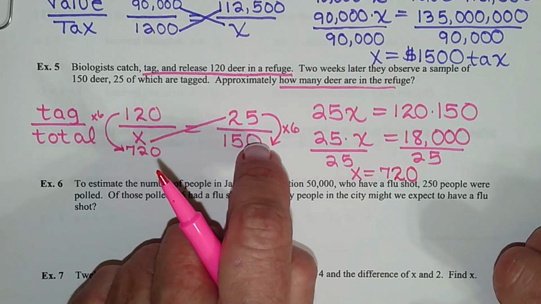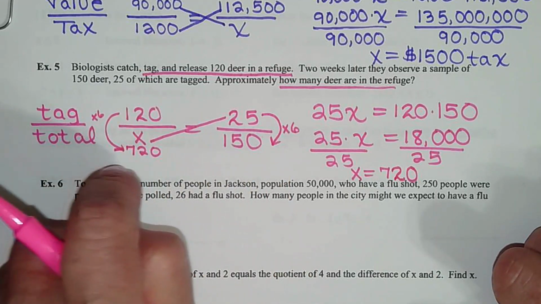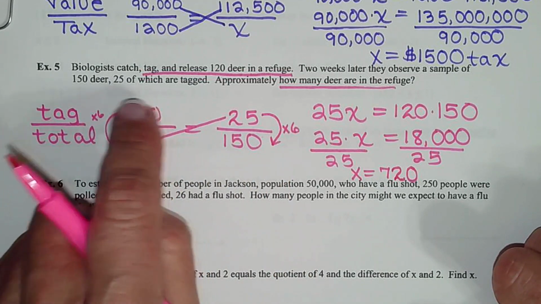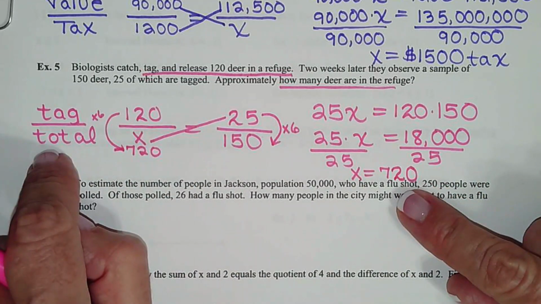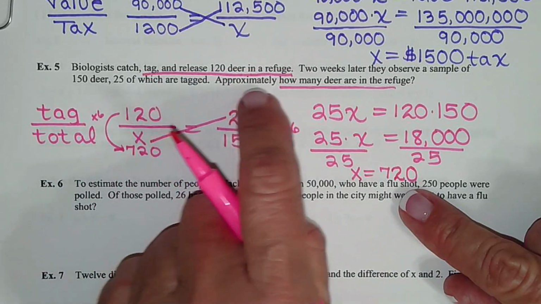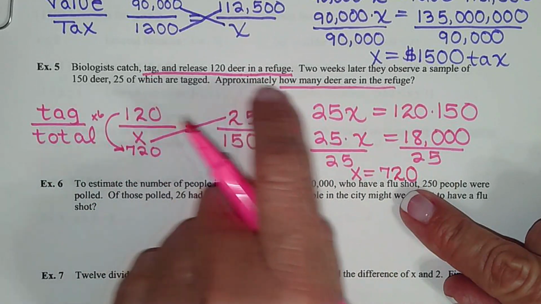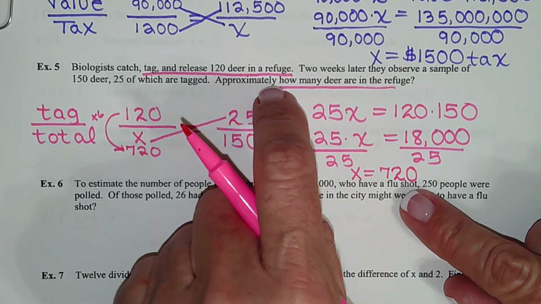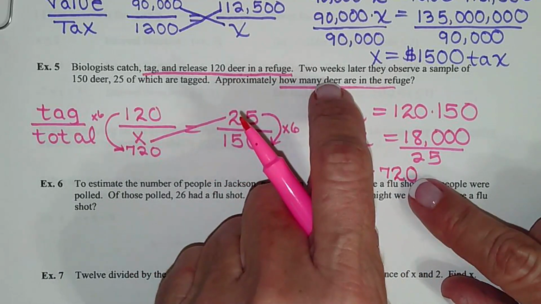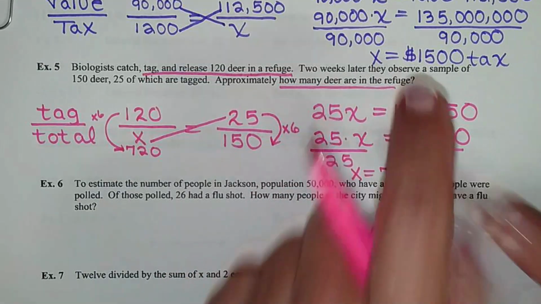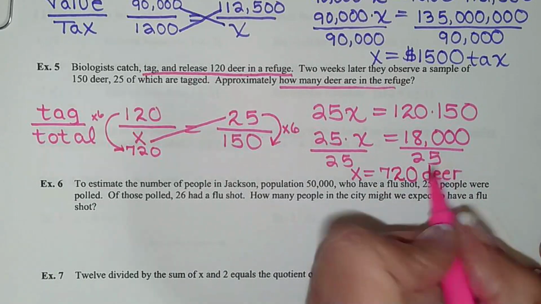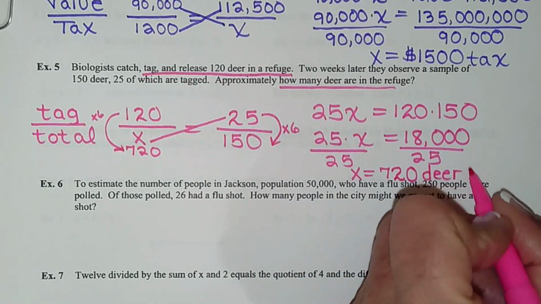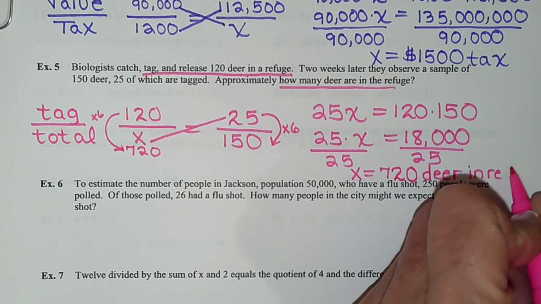Multiply the numerator by 6. Therefore, this one must be the same. And when you multiply 120 by 6, you get our answer. So this would be, and you can usually use the last sentence to help you with your label, 720 deer are in the refuge. And you don't have to say every word. 720 deer in refuge.